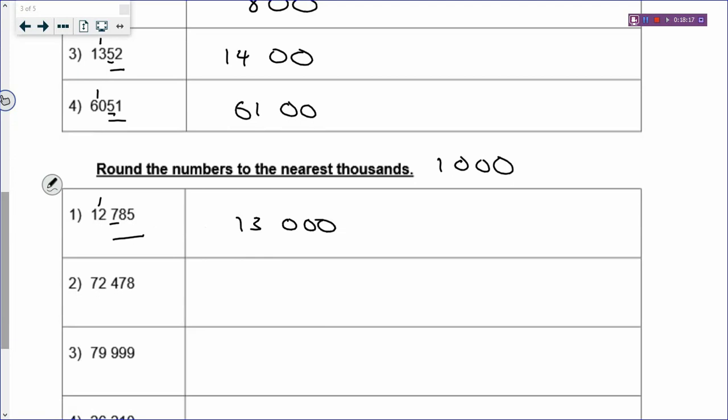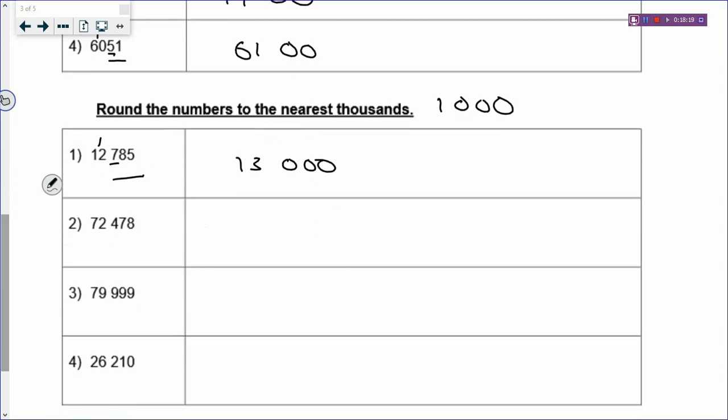Okay. All right. Let's go to the next one. Look at the last 3 digits, and look at the biggest of them. And is it 5 or bigger? No. So you don't do anything. So it will still be 72, right? 72,000. So the last 3 digits must always be zeros, because nearest thousands has 3 zeros. So your answer must have at least 3 zeros behind.